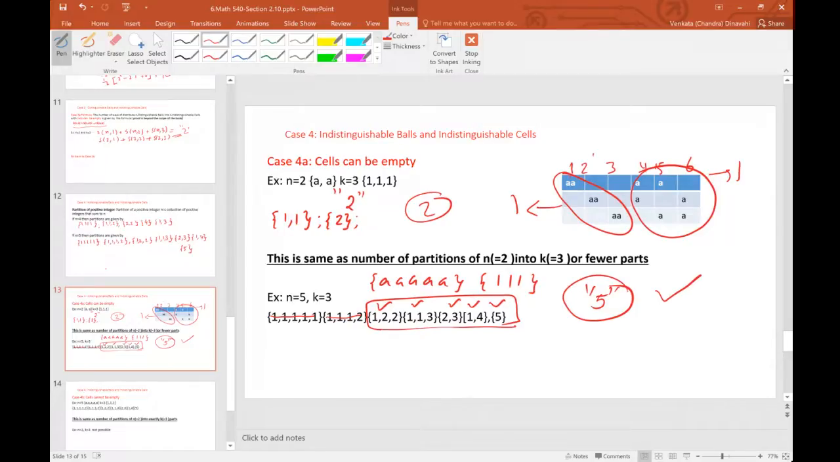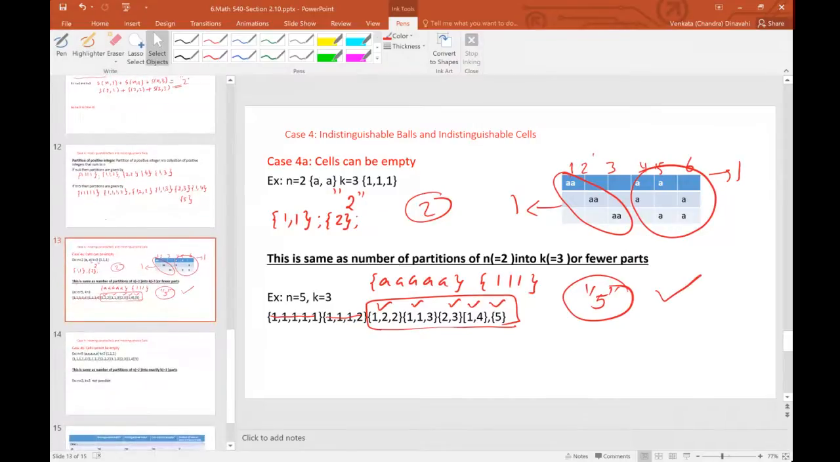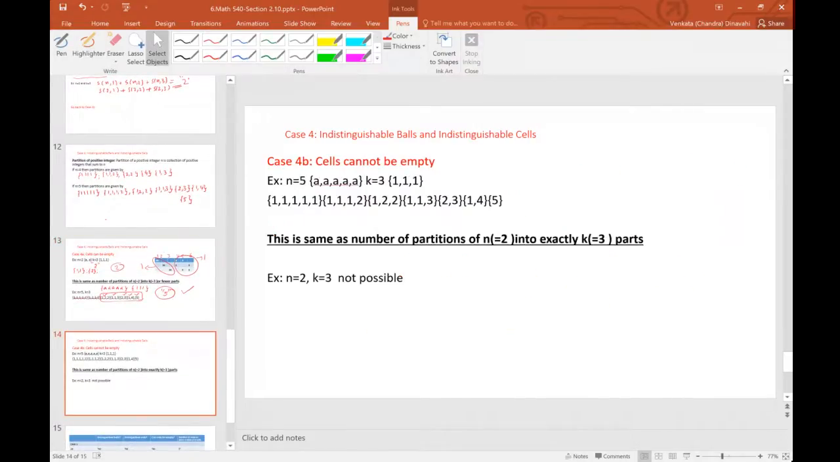So here, cells can be empty. Suppose you don't want your cells to be empty. Let us look into this. Now I have 5 balls. I want to place them in 3 cells. Now I don't want any cell to be empty. So list down all the partitions of 5. This is not going to work because we have only 3 cells. It means 5 cells, this tells you. And this has 4 cells. It is not going to work.